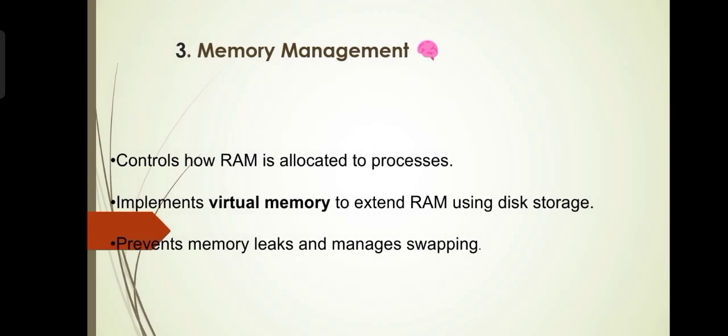And the next is the memory management. In memory management, it controls how random access memory is allocated to the processes, and it also implements virtual memory to extend RAM using disk storage. It also prevents memory leaks and manages swapping. This is the role of the memory management in operating system.